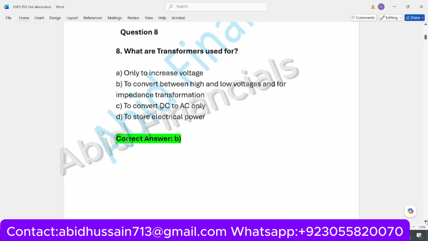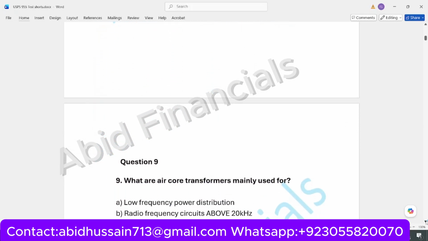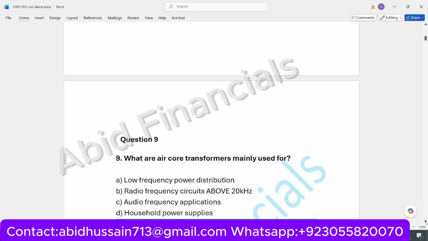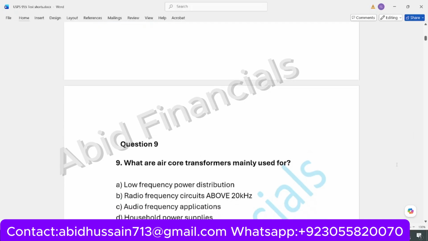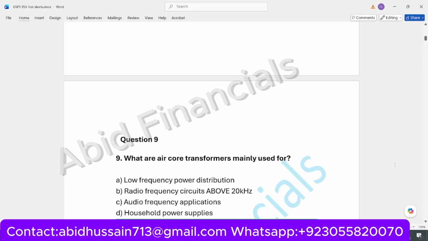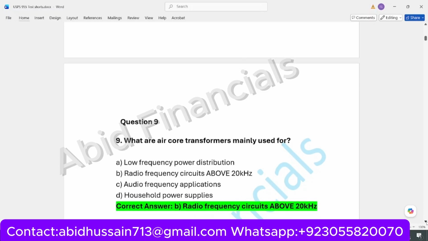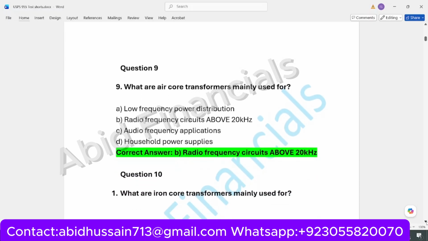Question number 9: what are air core transformers mainly used for? Option A: low frequency power distribution. B: radio frequency circuit above 20 kilohertz and audio frequency application. And D is household power supply. The correct option is B: radio frequency circuit above 20 kilohertz.